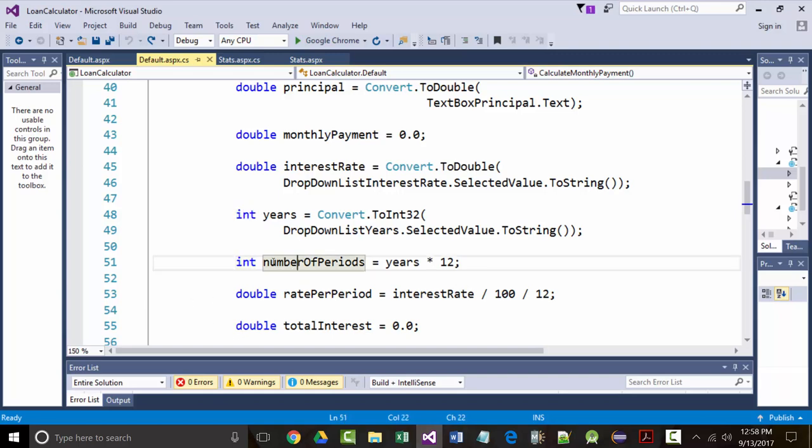Then I said, here's my number of periods. That's just my years times 12. Here's my rate per period, which was the interest rate divided by 100 divided by 12. And there's my total interest. Do those variables that are right there make sense to everyone? Any question on any of those variables? Let me erase this. One more time. Do all those variables make sense to everyone? All right.